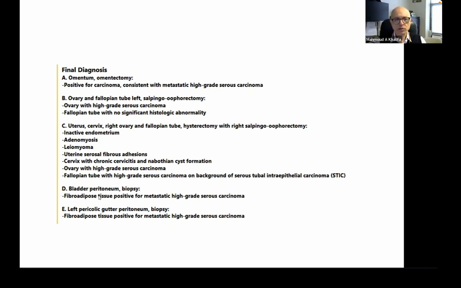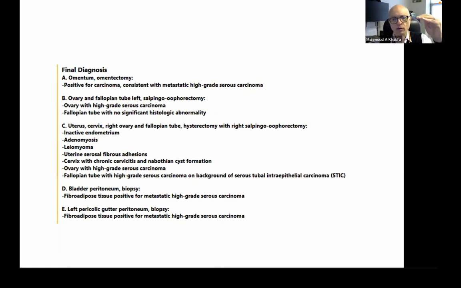Bladder peritoneum is positive. The pericolic gutter peritoneum is positive. So this is a stage 3 high-grade serous carcinoma, straightforward, that we see every day. If the tumor is only here in the pelvis, it's going to be stage 2. Once it crosses the pelvis and goes into the omentum, it is stage 3. We didn't say this is a primary this or a primary that.